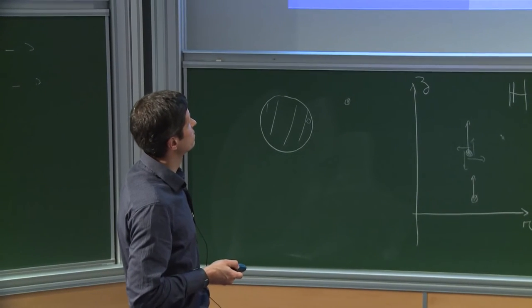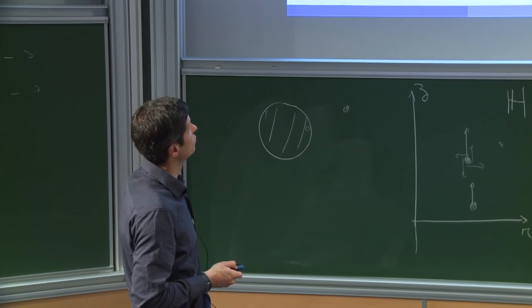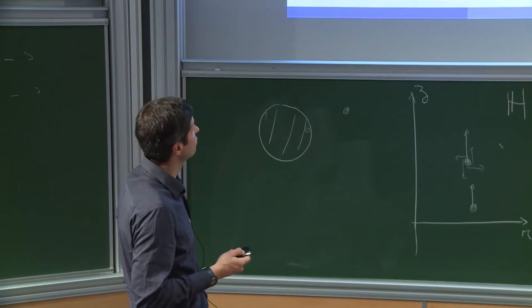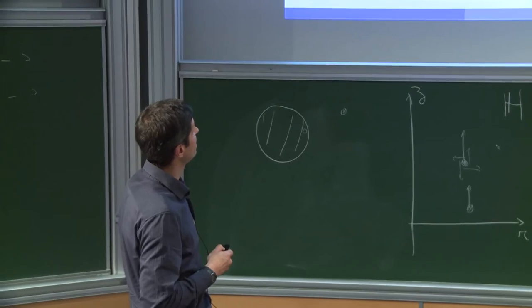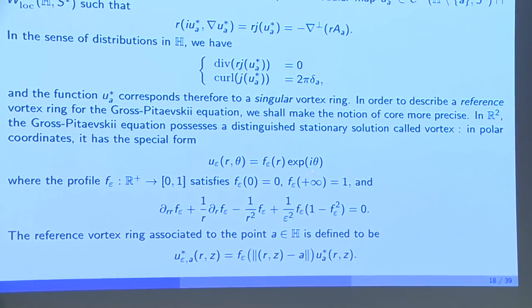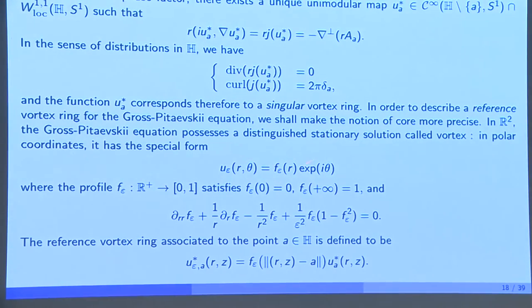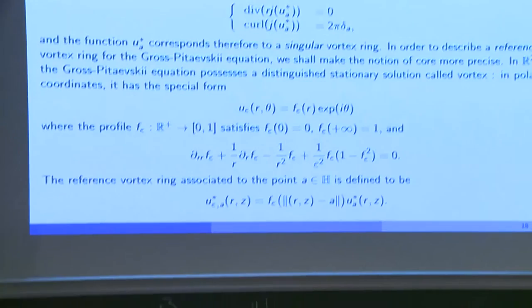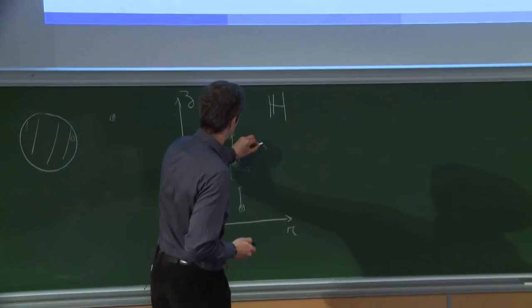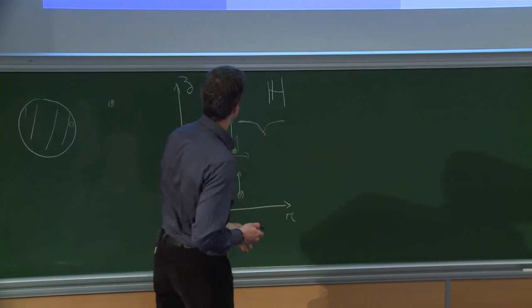the optimizers for energy. The optimizers for energy in the Ginzburg-Landau framework are known, and they are called vortices as well. So they have this particular form. They behave like e to the i theta. So this is in 2D, and they have a profile which is like this. The modulus of U will look like that around the singularity.